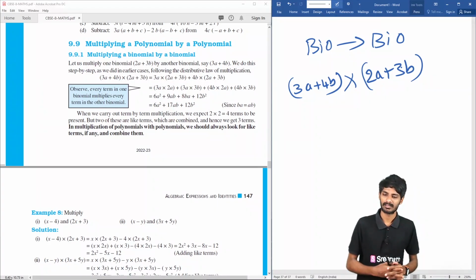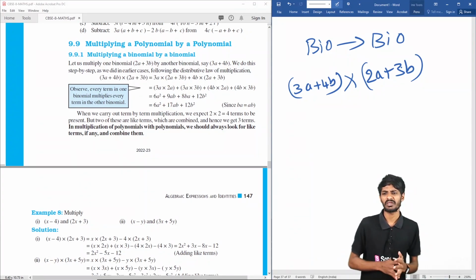How to do the task? It is so easy, students. Sir, why are you telling it is so easy? It is too hard. No, sir. No, not at all.